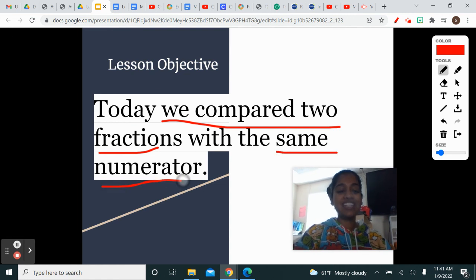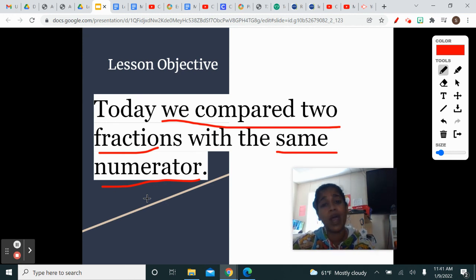All right, so today we compared 2 fractions with the same numerator. So fantastic. Great job today.